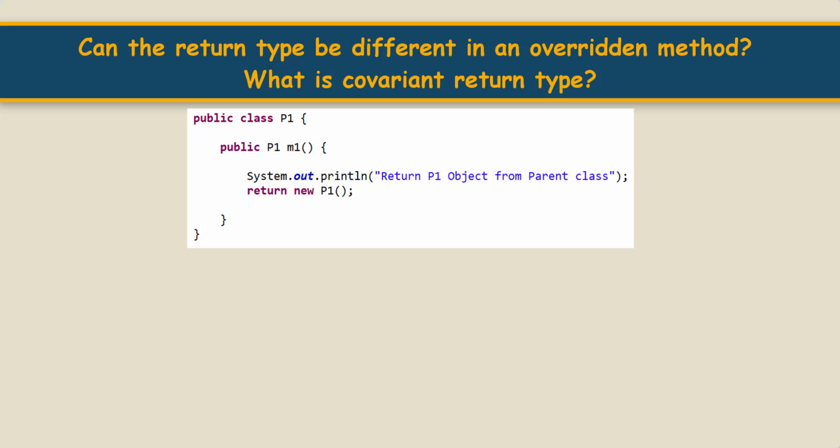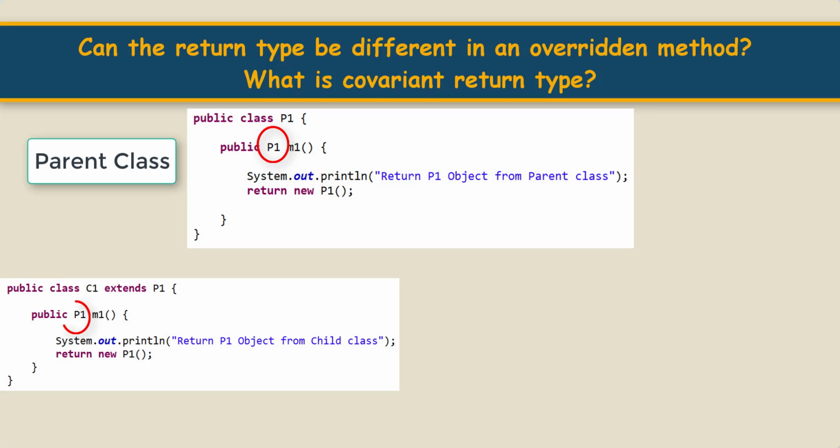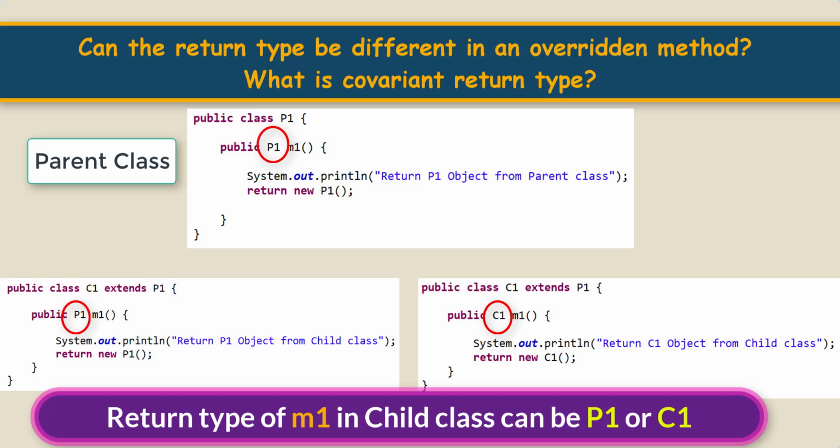Let's say another example. Here we created one parent, P1. In P1 we created an m1 method which has the return type Parent P1. Then in the child class, for this m1, either I can use P1, which is the same return type as that of the parent, or I can use C1 also. C1 is the subclass of this P1, right? So you can use P1 or C1 as a return type for this m1 method in the child class. And this is allowed in Java due to covariant return types.